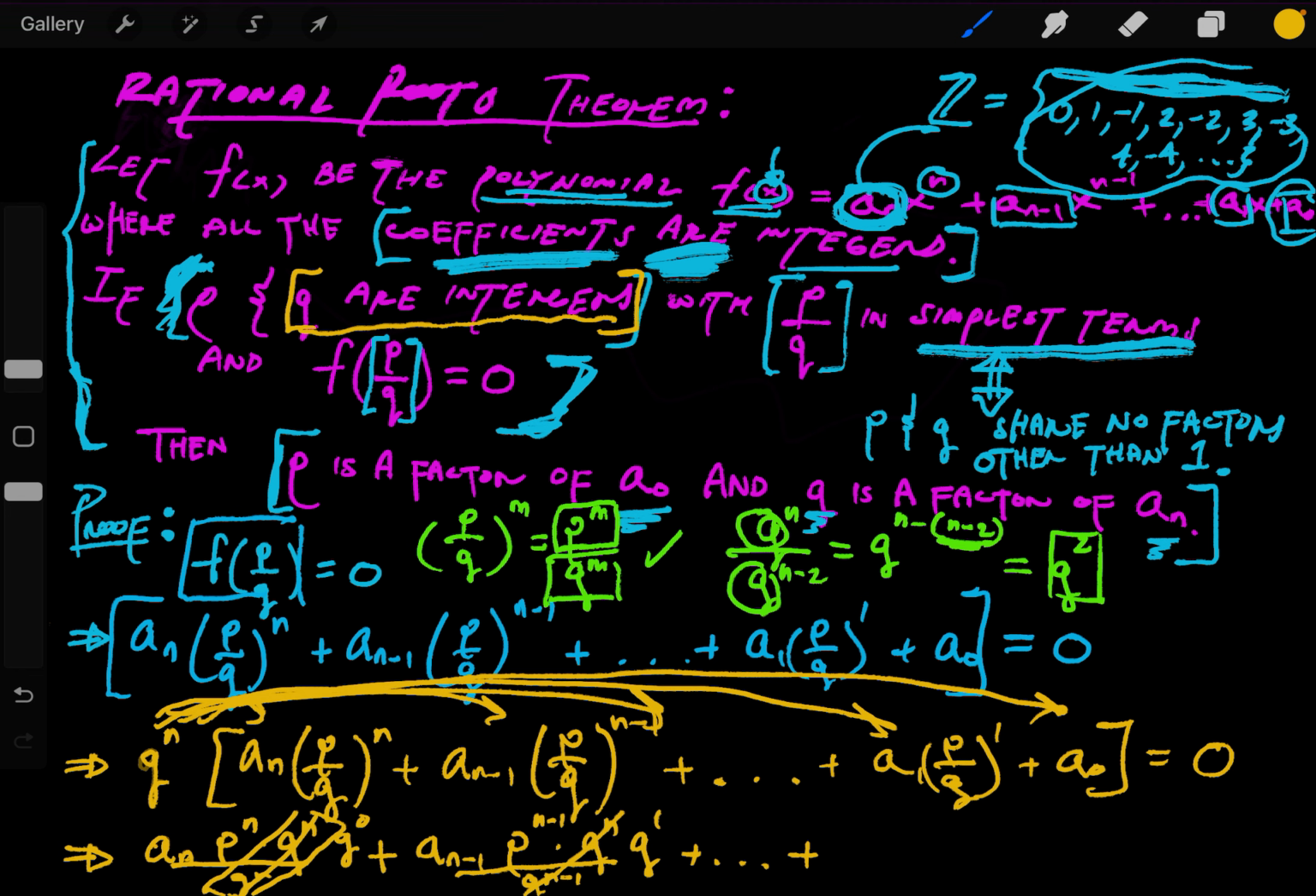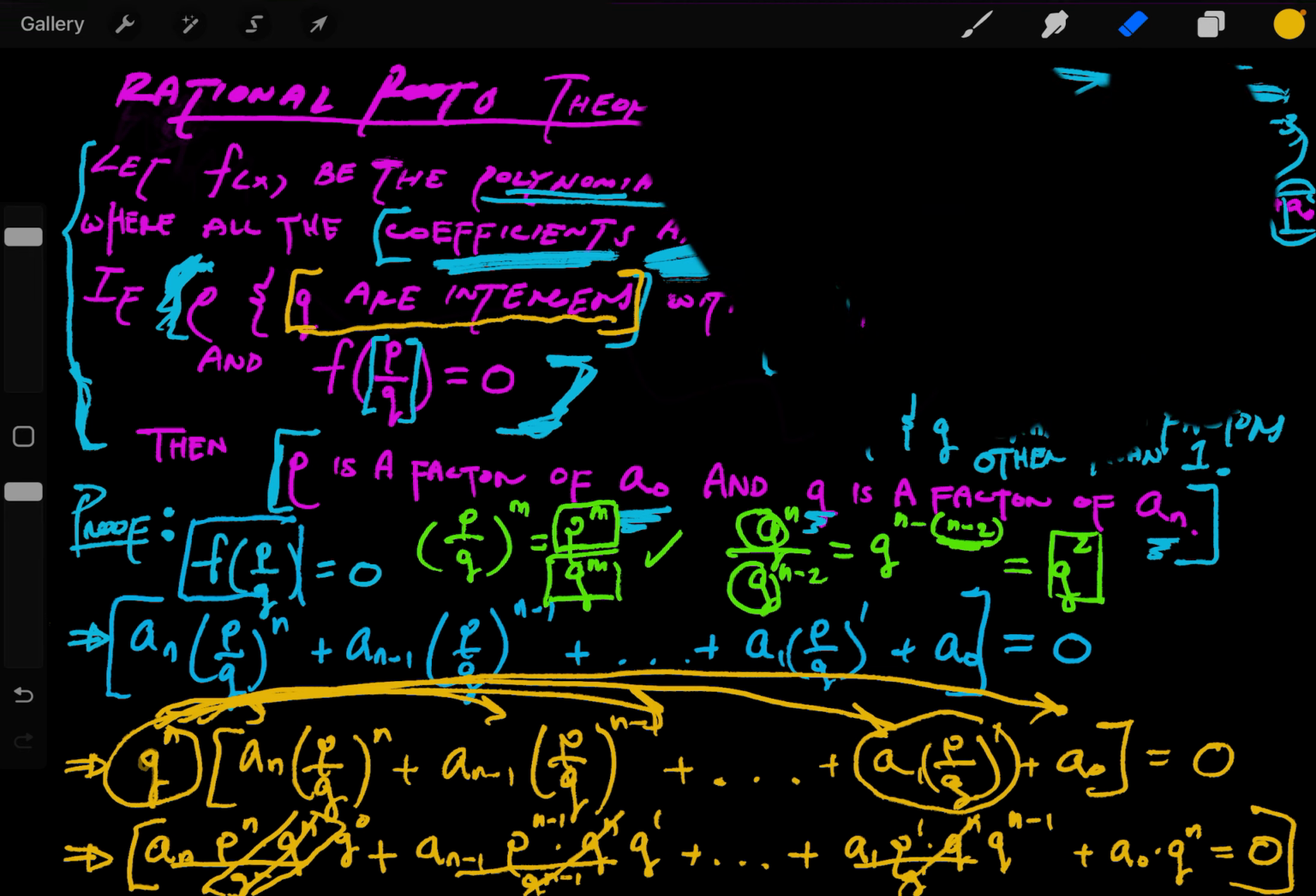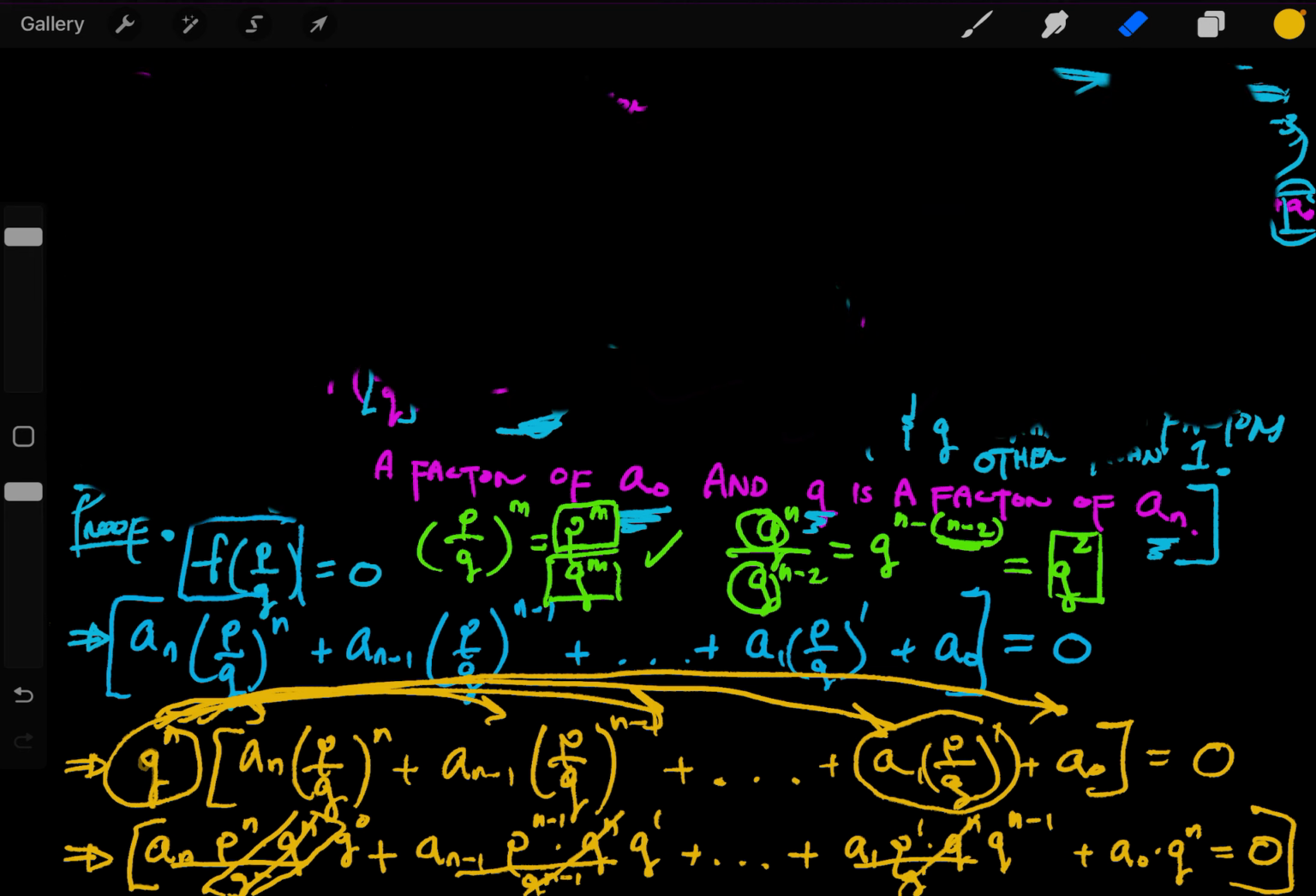It goes down, and when I distribute the q to the n all the way down to a sub 1, p to the 1 times q to the n over q, this is q to the 1, and it just gets subtracted, so it's just q to the n minus 1 here. Plus a sub 0 times q to the n equals 0. Now, with this here, I'm going to rewrite it back at the top. I'm going to erase real quick. So we have that. That's okay.